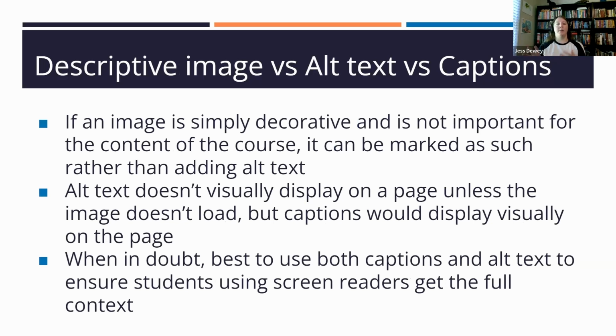And then we also want to think about alt text versus captions. So alt text, as I said earlier, doesn't visually display on a page unless an image doesn't load. But captions, like you might have for graphs in a paper, for example, do show up visually on a page. So if you have an image that comes along with a caption, you can try to figure out if that caption captures everything that a student might need to know about the image. But if you're ever in doubt, it's best to use both captions and alt text to make sure that students are getting the full context of an image, even if it's a little repetitive.